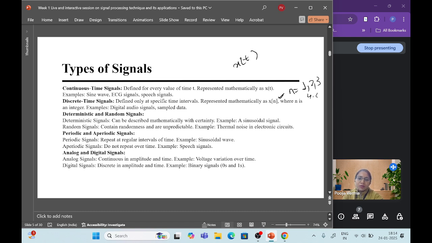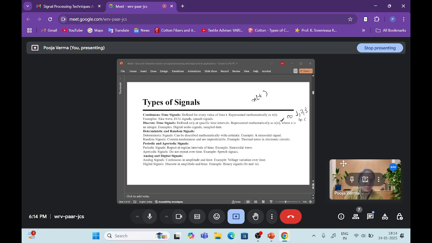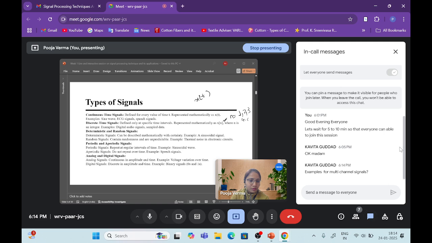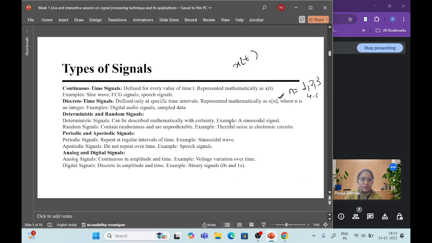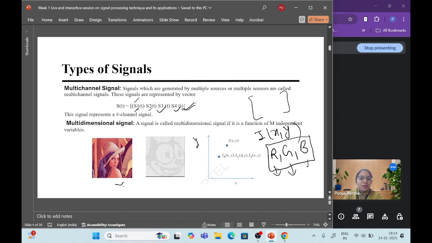Okay, so examples of discrete time signals are digital audio signals or sampled data. Next, the multi-channel signal. The example is given: any signal that is generated by multiple sources or multiple sensors. For example, your laptop or phone also has multiple sensors, so signals can be generated by multiple channels.